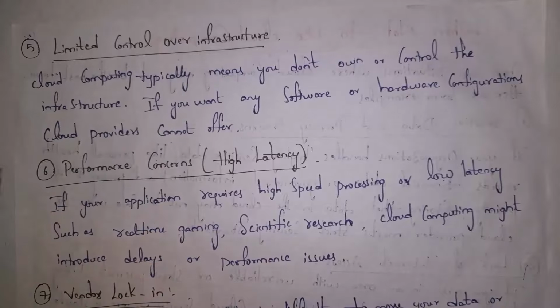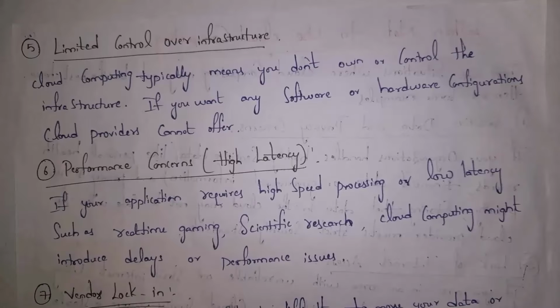And the sixth one is performance concerns, high latency. Guys, for example, if your application needs high speed processing, that is, if your application needs to be very fast, and you place such applications in the cloud, there may be performance issues. For example, gaming applications and scientific research applications are not a good fit for the cloud because they need to work very fast. If you place them in the cloud, there may be performance issues.